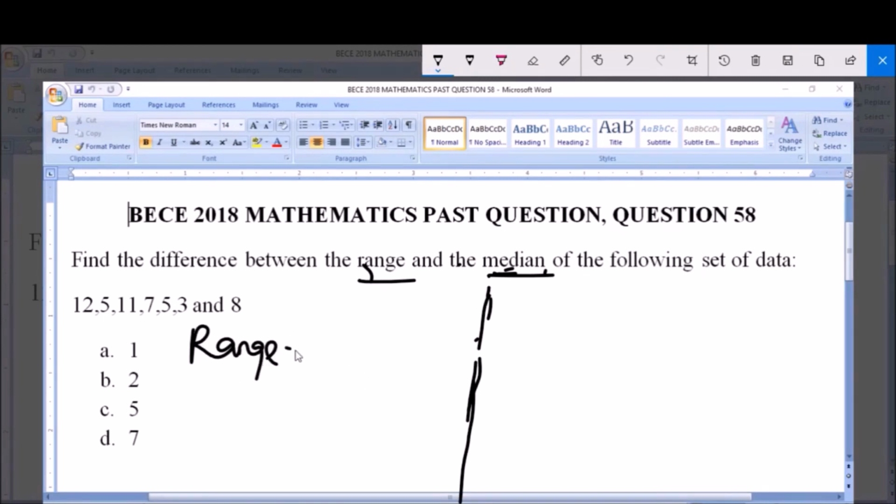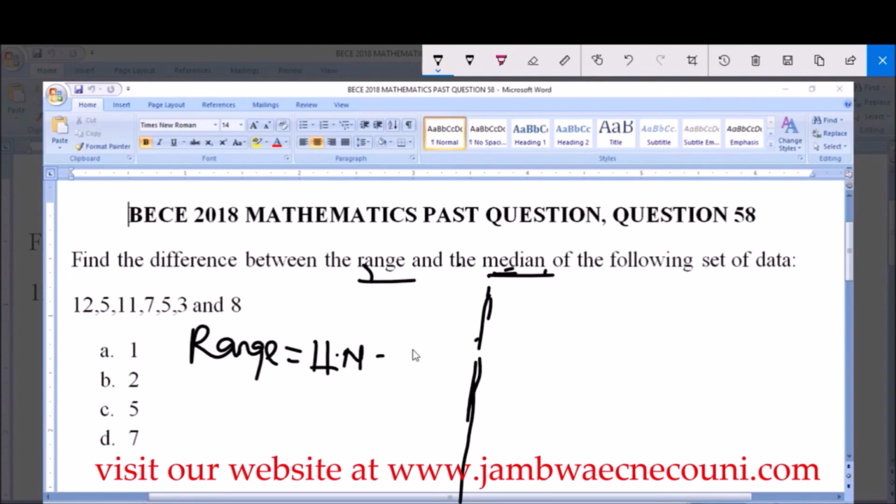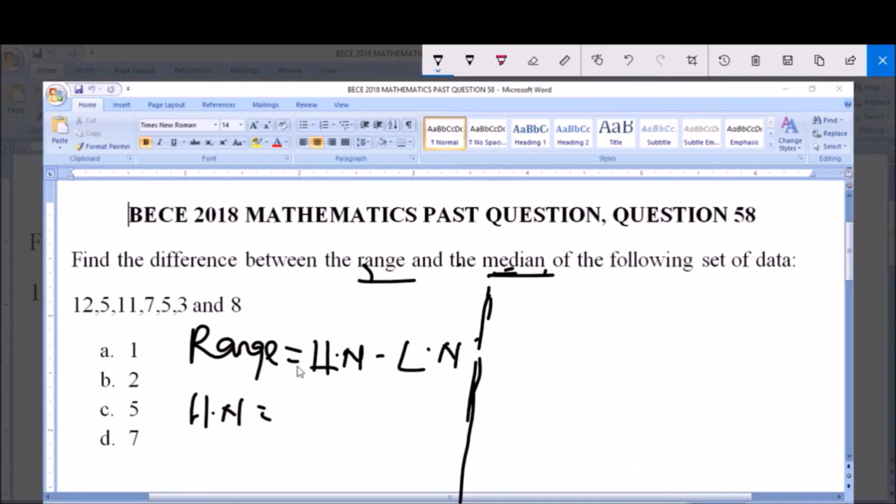Now simply we know that range is given as the highest number minus the least number. And like we know, the highest number from this given set of data is equal to 12, and the lowest number from this given set of data is equal to 3. So therefore range is equal to the highest number, which is 12, minus the lowest number, which is 3, and this will give us 9. So range is equal to 9.